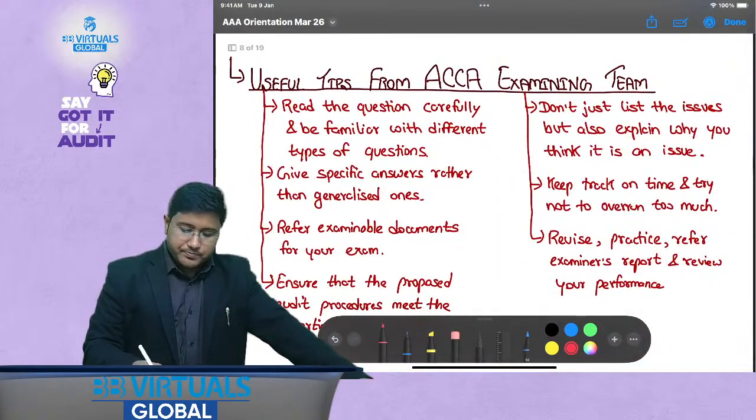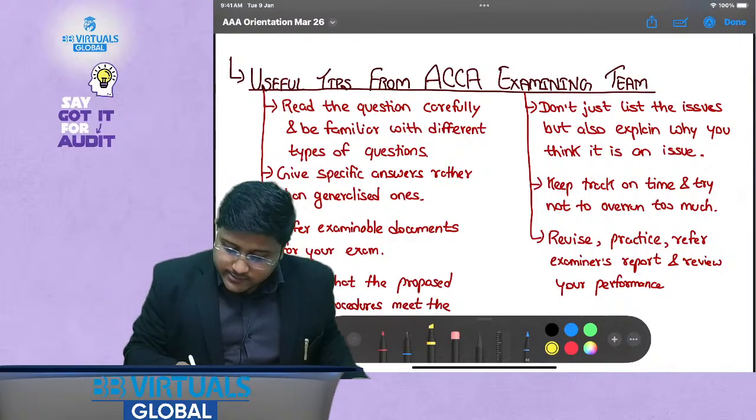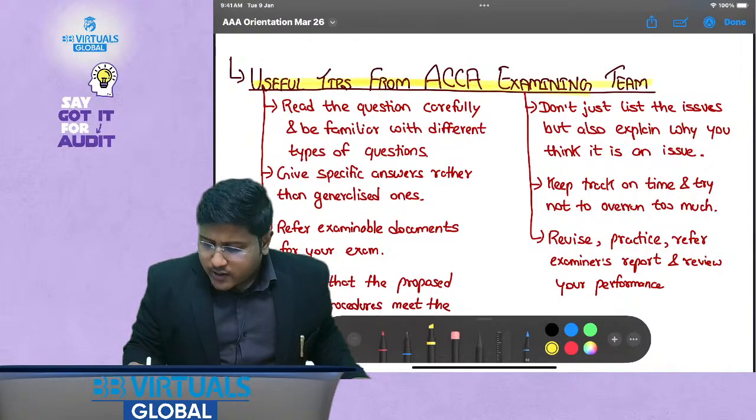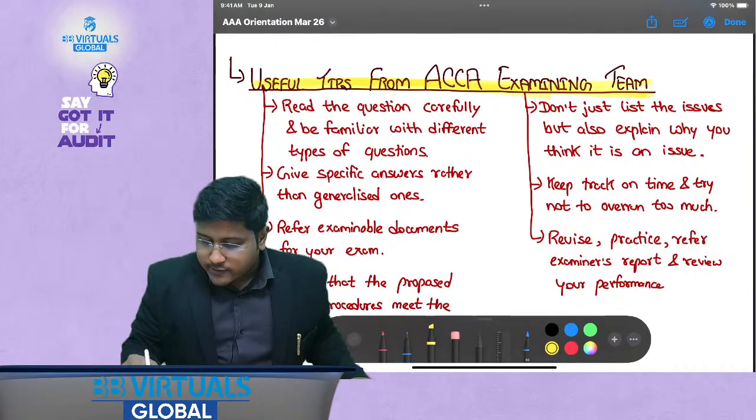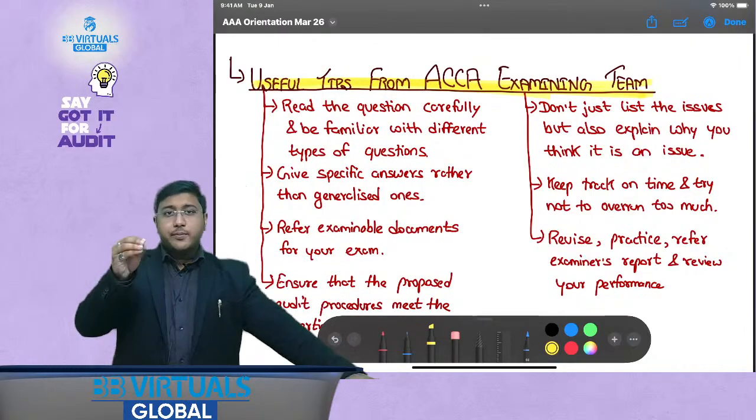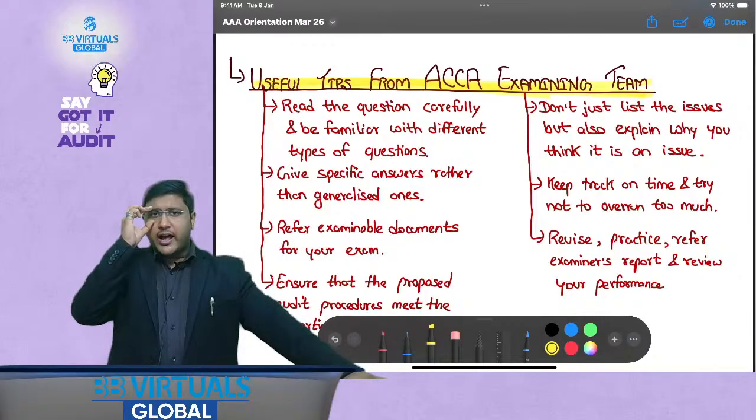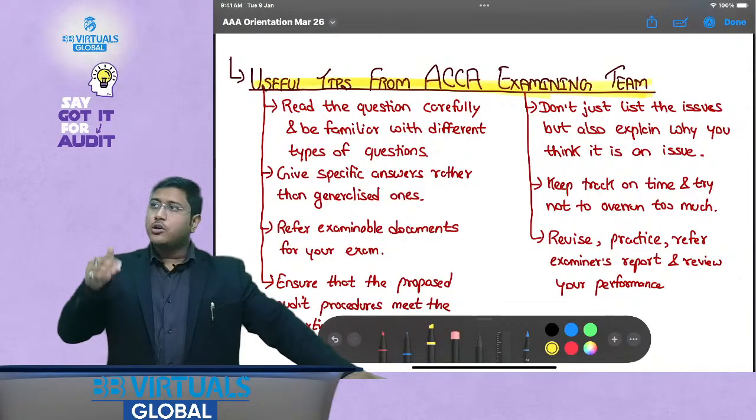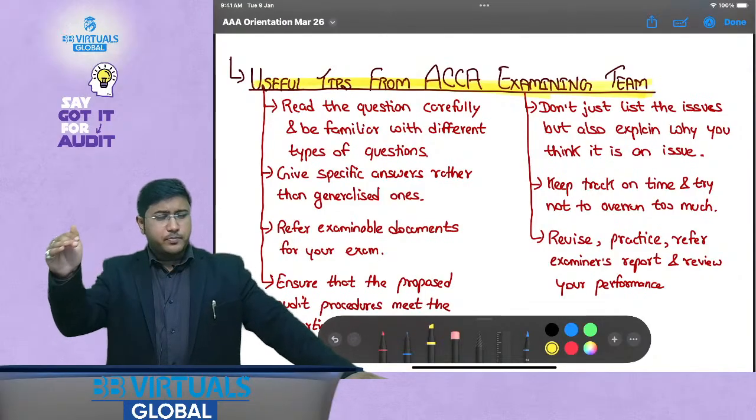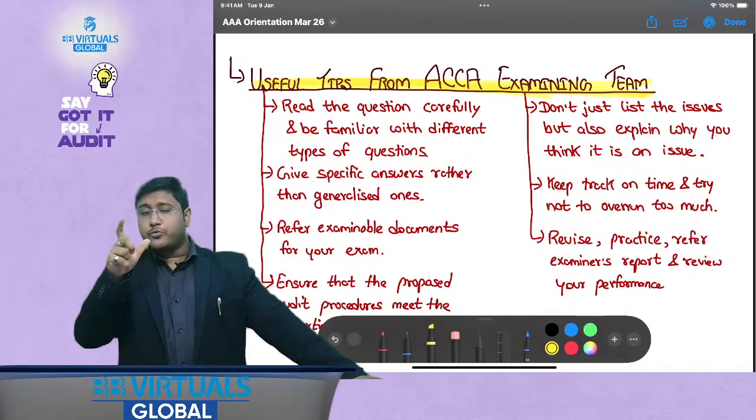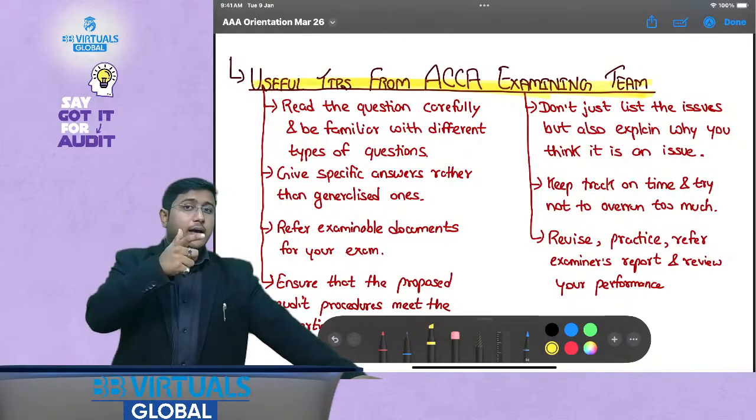Okay, now useful tips from the ACCA examining team. My friends, why am I covering all of that? Because what happens is, before you start preparing for any particular subject, you should have a clear understanding about what that examination is, what that paper is going to demand from you.